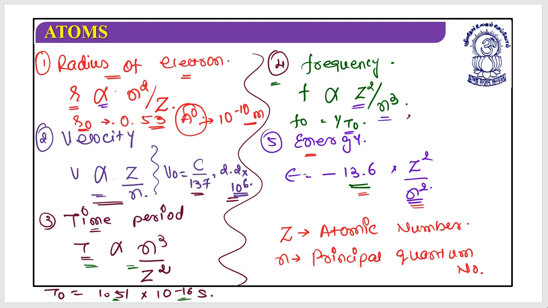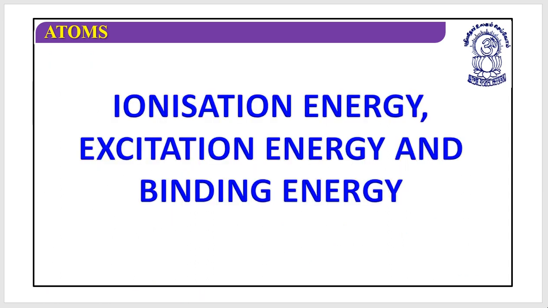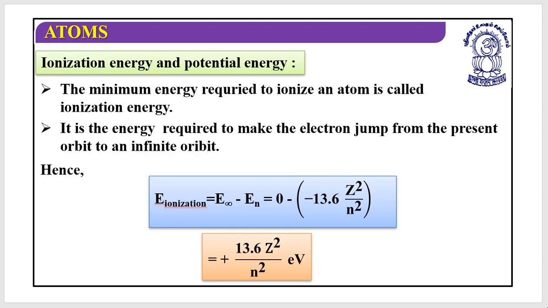We have derived and used this many terms and quantities for the hydrogen atom. Now let's look at the ionization energy, excitation energy, and the binding energy. So let's begin with the ionization energy and the ionization potential.